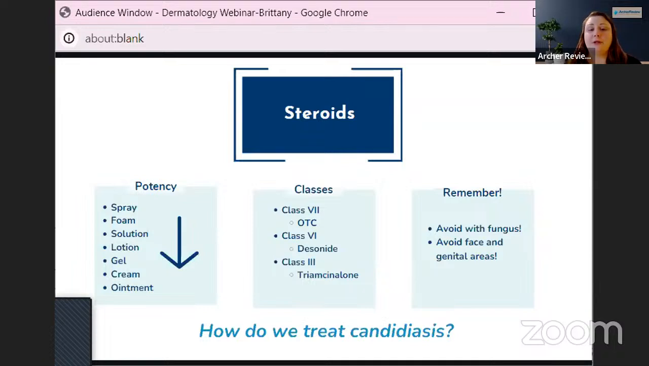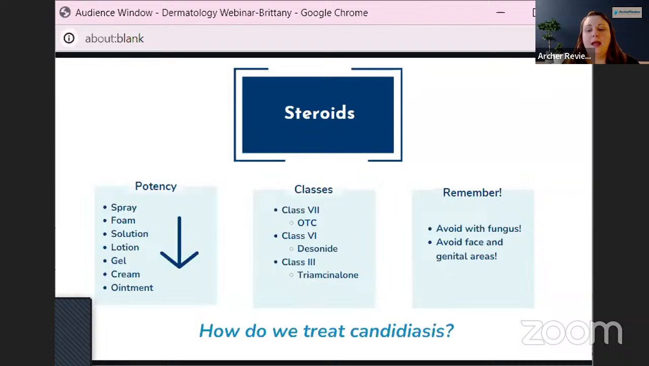But let's talk about steroid potency. This is something that I remember when I was in school, and I just couldn't keep all these straight. My ointments and creams are going to be those everyday steroids that we give. But then as we start working our way up, gels and lotions, all the way up to foams and sprays, they're going to get more and more potent. So as we go down from spray, it gets less potent. We have different classes of steroids as well. Class 3, 4, and 5. So the lower the number you go, the more potent it gets.